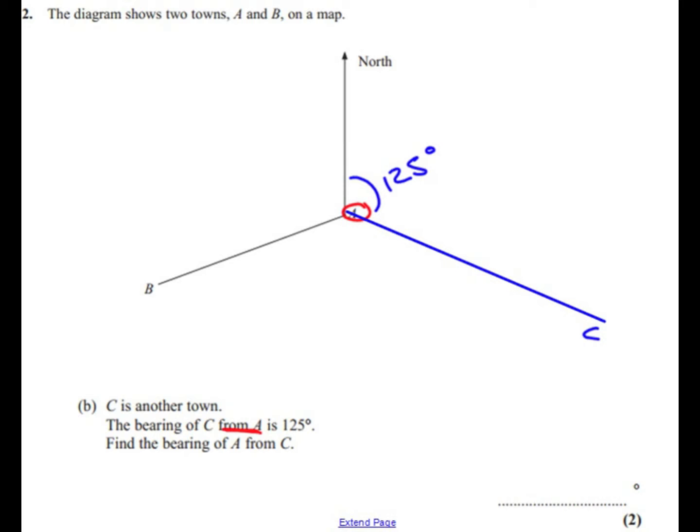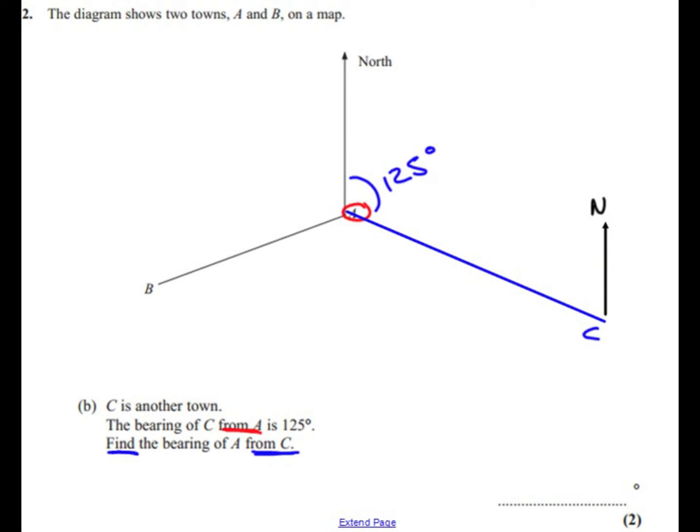What we're actually asked to do then is find the bearing of A from C, that word "from" again. So this time we're starting from C and we want the bearing to get us back to A again. We measure clockwise from north, so we're going to need to draw in a north arrow. Once we've drawn in that north arrow, we know that we want to measure clockwise to get us back to A.